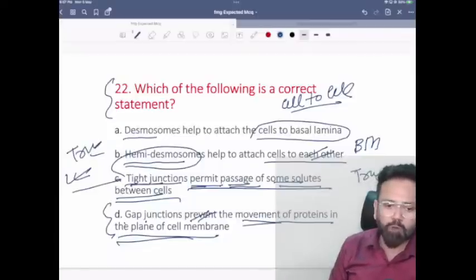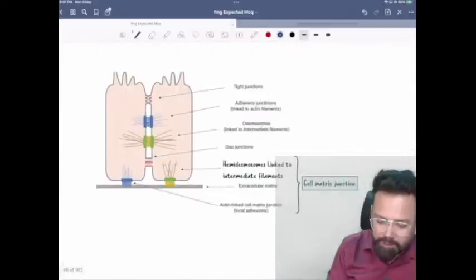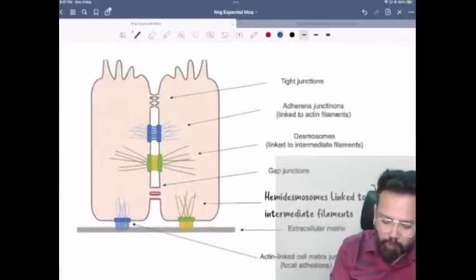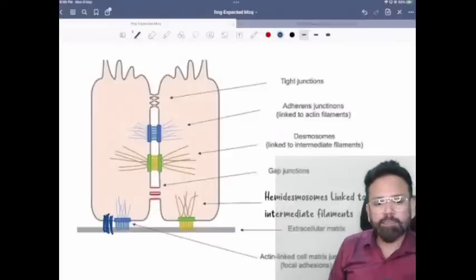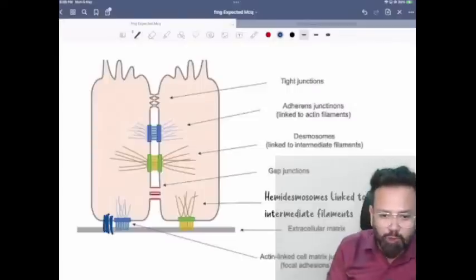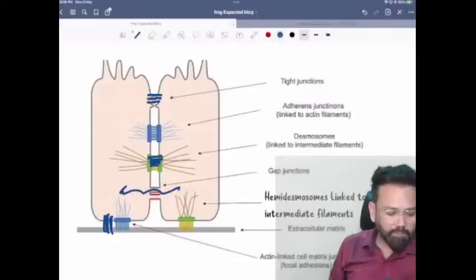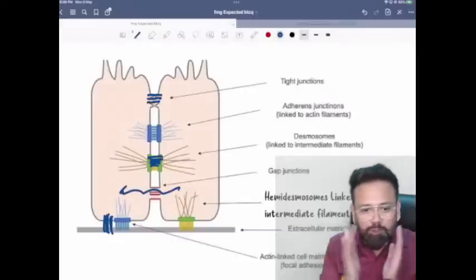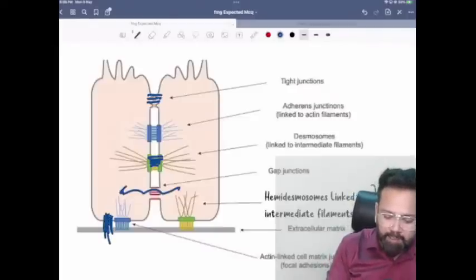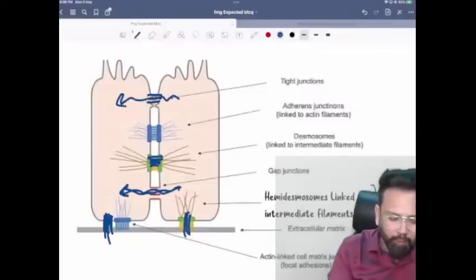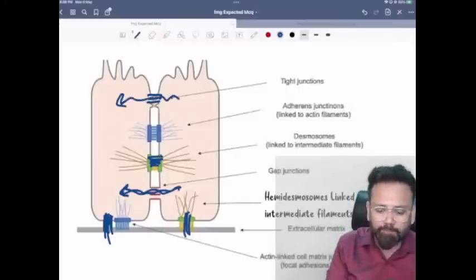This MCQ has been asked 2 or 3 times in your FMG examination. So remember, just see this diagram. This is the desmosome, this is the hemidesmosome. Hemidesmosome attaches the cell with the basement membrane. Desmosome attaches the cell with the cell. This is the tight junction and this is the gap junction. So cell to cell is desmosome, cell to basement membrane is hemidesmosome, and gap junctions as well as tight junctions allow passage of some ions, not all ions. Am I clear?